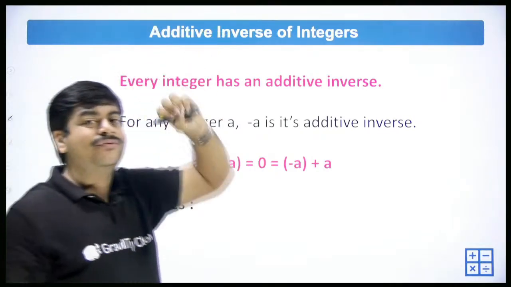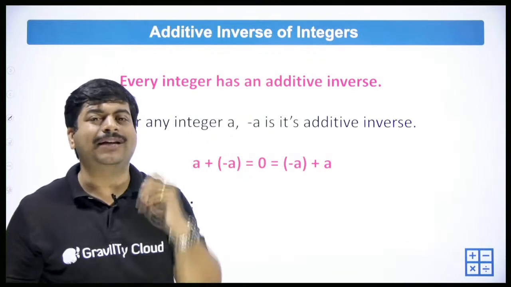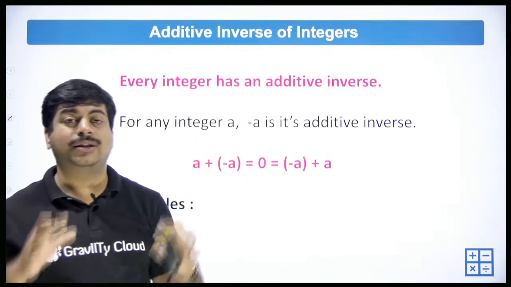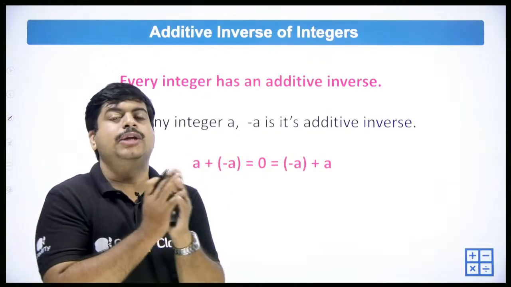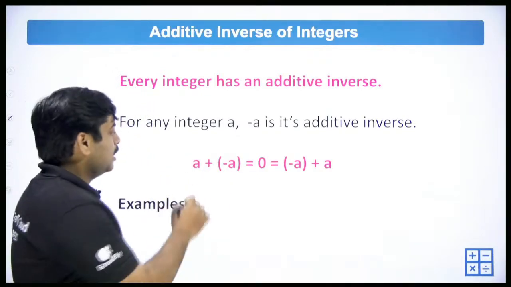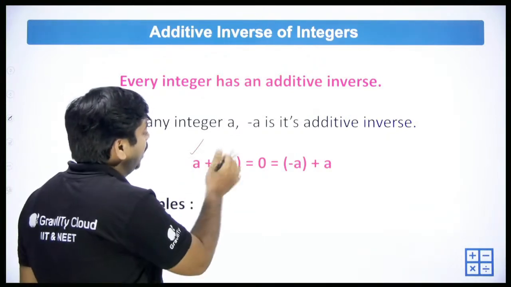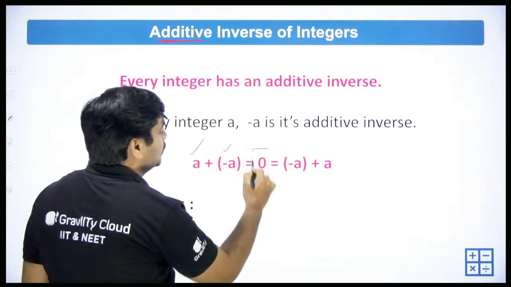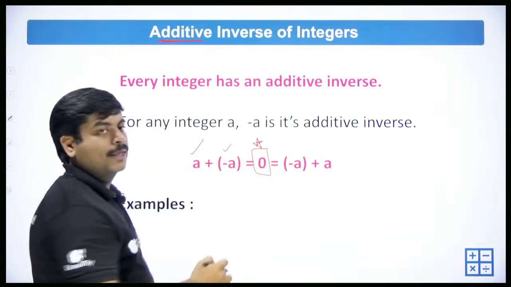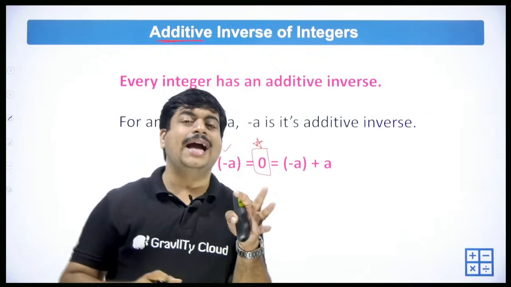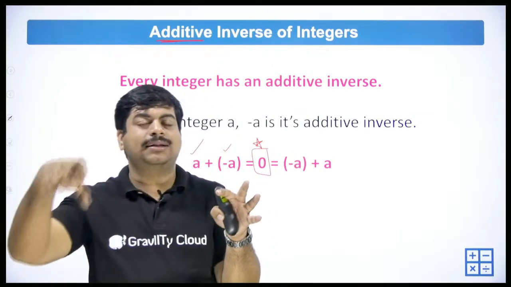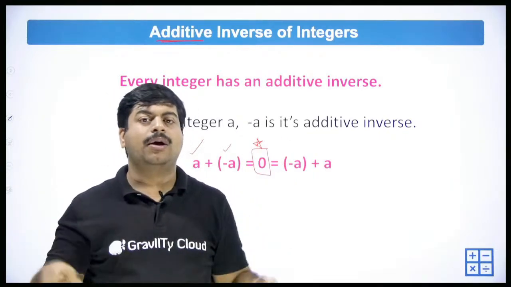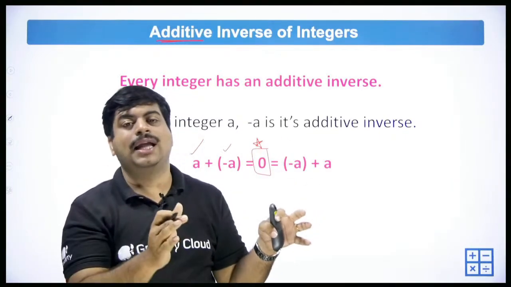What will happen with inverse? Inverse means the complete value should change. The complete positive should become negative, so that these two will sum up to give you 0. See here. For the number A, if you add minus A, you should get 0. For the number 4, I need to add minus 4 to get the answer 0. 2 minus 2 is 0. 10 minus 10 is 0. Minus 1 lakh plus 1 lakh will give you 0.